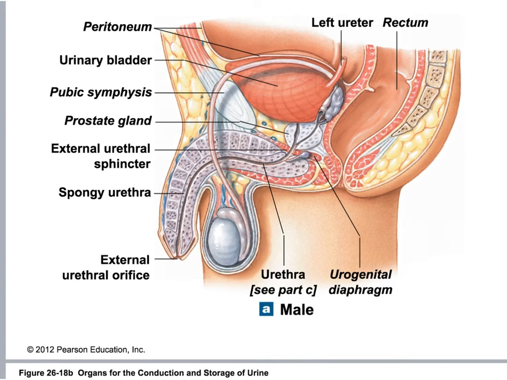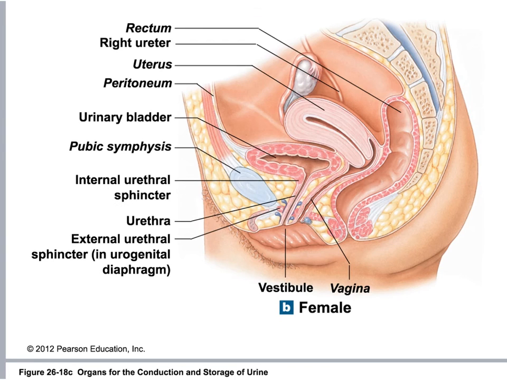Here we see the peritoneum, the urinary bladder, and the pubic symphysis, and how the bladder is anchored. And here we're looking at the male anatomy. Now we're going to compare and contrast the female anatomy. Again, we see the uterus, we see the urinary bladder, and we see it anchored between the peritoneum and also the pubic symphysis.